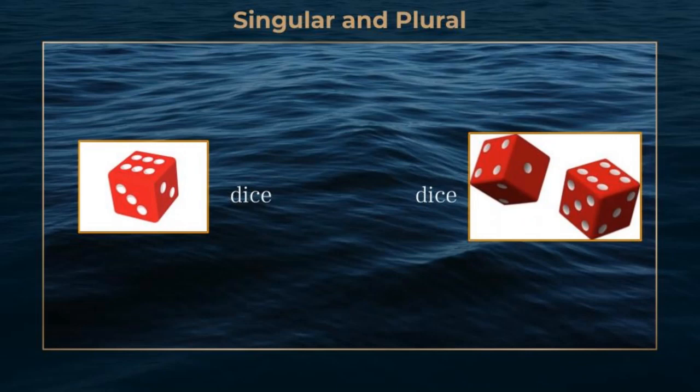Students, the plural form of dice is also dice. Okay, don't add any letters to this word. No need to add any extra letters. The singular noun is dice and the plural form of dice is also dice. D-I-C-E, dice.